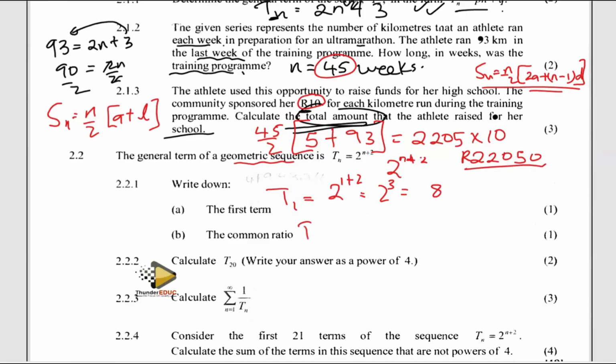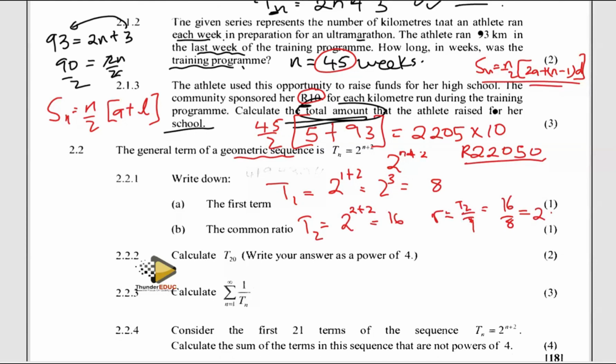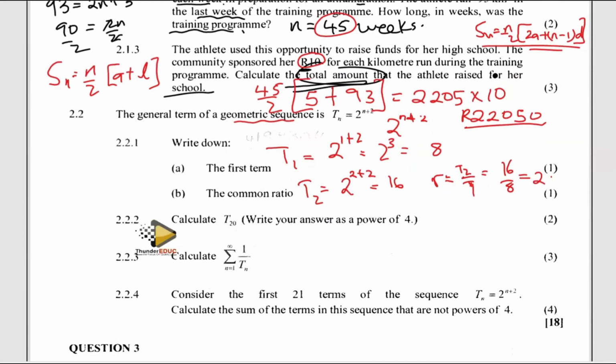So let's get T2 first. T2, which is going to be 2 to the exponent of 2 plus 2, which gives us a 16. And we know that our common ratio must be T2 over T1. So 16 divided by 8, which means the common ratio is just a 2. Okay, so that is one way of doing it. The other way is just simplifying that into the format of a r to the n, and then you get your ratio. Since they told us it's already a geometric sequence.